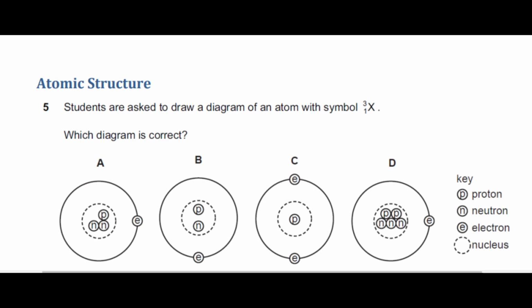Which diagram is correct? In this diagram of X, there should be 1 proton and 2 neutrons in the nucleus, and 1 electron should be revolving around the nucleus, because the number of protons and electrons are equal in a neutral atom. So using this information, I know that option A is the correct option for this question.